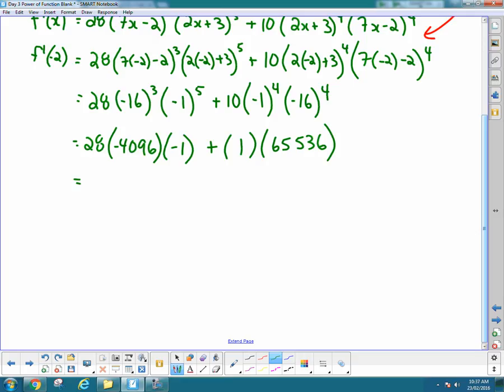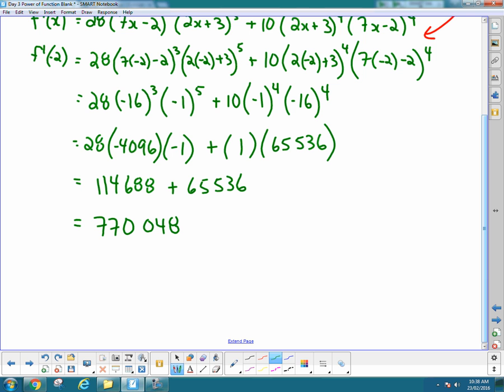Multiplying here, a negative times a negative is a positive, times the 28 is going to be 114,688 plus 65,536. Add them together, and we get a whopping 770,048. So what we actually found was the slope of the tangent at x equals negative 2, and apparently it's pretty steep. Definitely something I wouldn't want to graph and try and calculate the rise of 770,000 over 1.